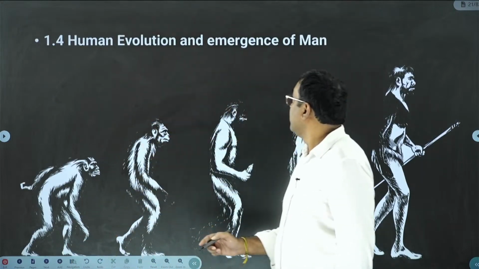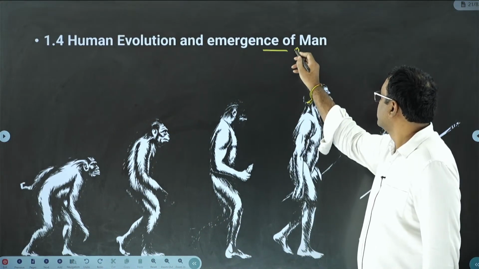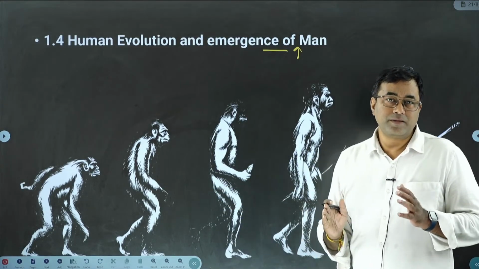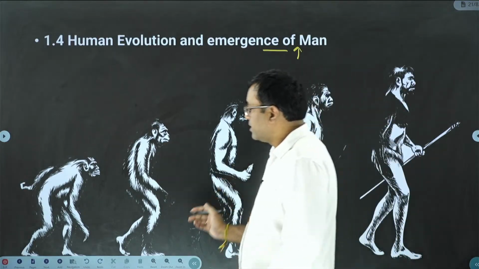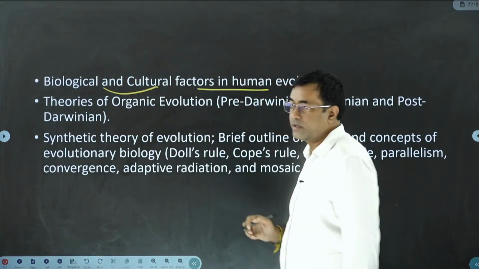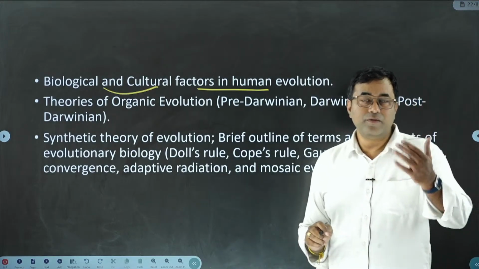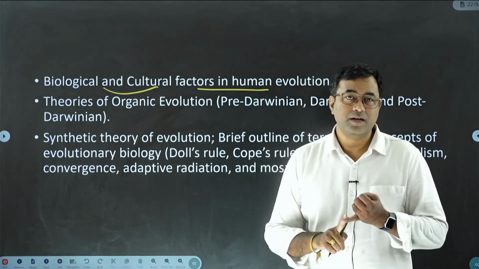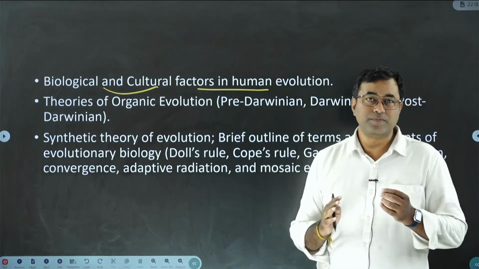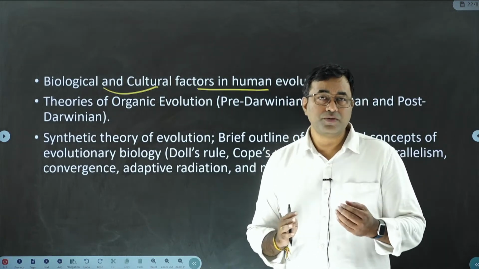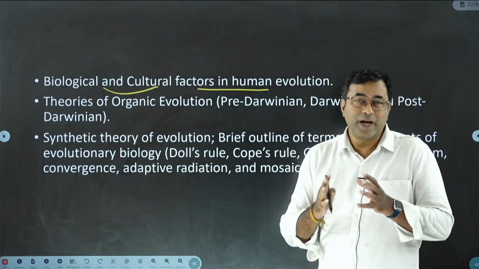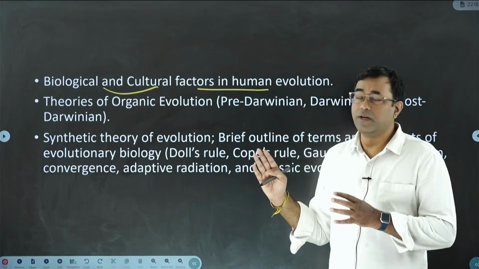Next one is evolution of human and emergence of man. That means how modern humans evolved from the primates. We will try to understand this. In the syllabus, what they have given is biological and cultural factors in human evolution. That means how humans evolved, either in terms of biological factors, or cultural factors. Cultural factors means the food they take, the tools they use, or any type of habitat conditions. How those factors influence humans with respect to evolution will be discussed.